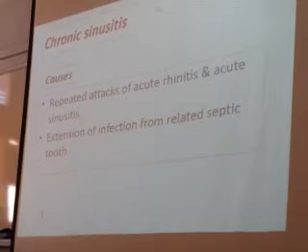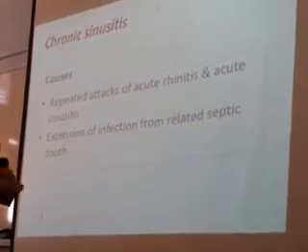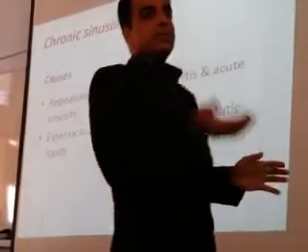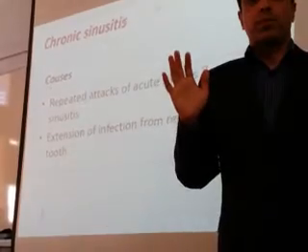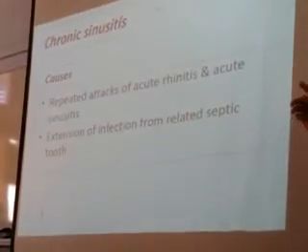Now we finish acute and chronic rhinitis. Acute we know: viral, bacterial and allergic, most common. Then in the chronic rhinitis we discussed only the rhinoscleroma. Clear? Now we will come to chronic sinusitis.